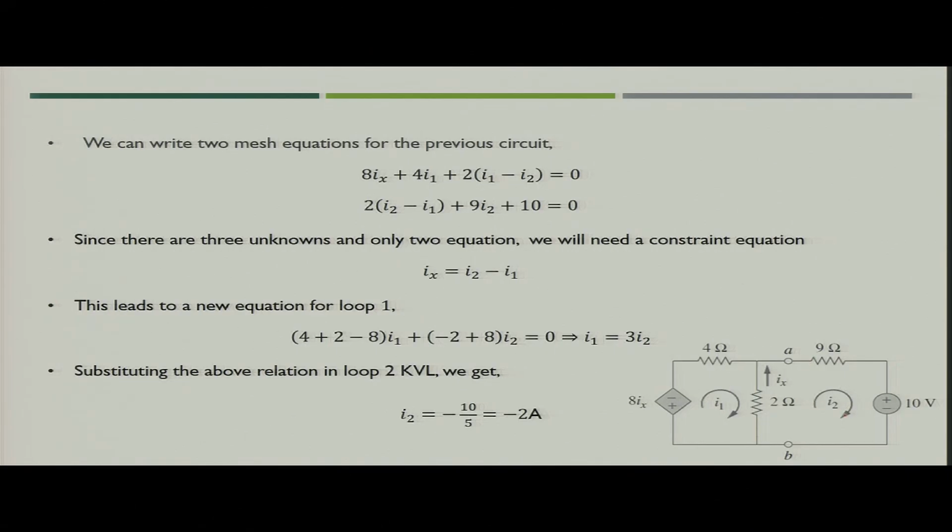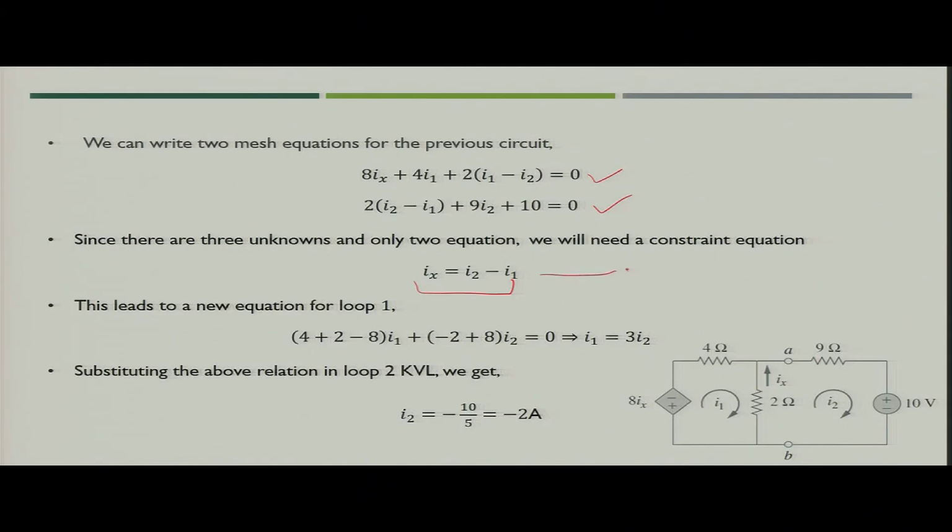Here we have two meshes. So, what we have to do? We have to write the mesh equations for both of them. So, these would be the two mesh equations for these two meshes, plus we will have another constraint for I x, that is nothing but I 2 minus I 1.